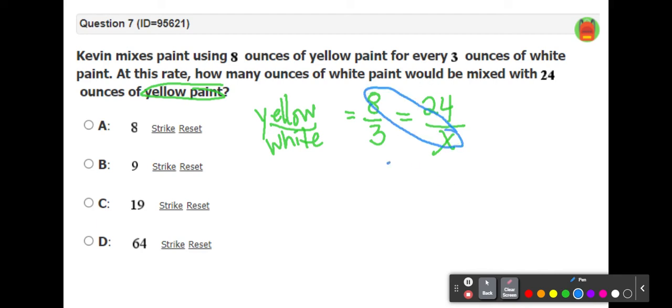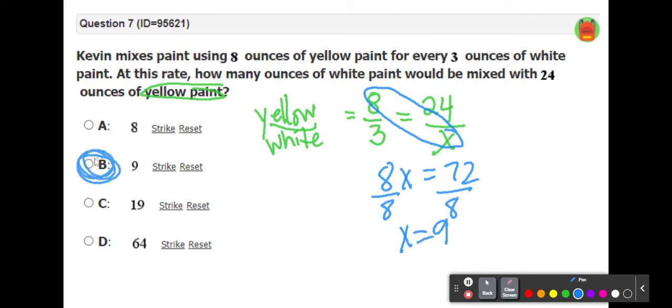So I'm going to do 8x, and then I'm going to do 3 times 24, which is 72. I'm going to divide both sides by 8. So x equals 9. I'm going to need 9 ounces of white paint for every 24 ounces of the yellow paint.